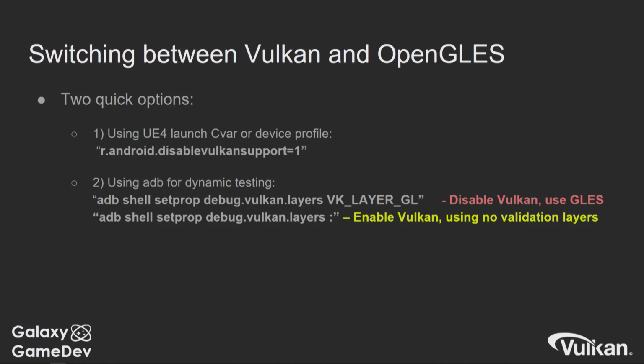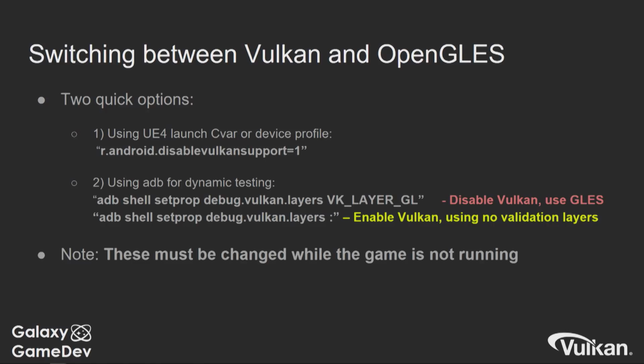The second thing is a more dynamic thing. We can actually modify this Android environment variable, debug.vulkan.layers. This is also used to control validation layers, which Alexei will go into more detail about later. If you set this option to vk-layer-gl, then this will ensure that OpenGL is used when your application is launched. And this needs to be set when the game isn't running. So say you've plugged in your device to the computer, you type this command into your console, and that will allow you to toggle between Vulkan and OpenGL.